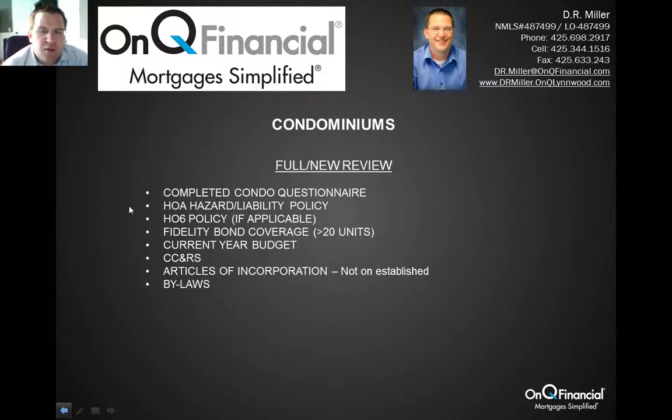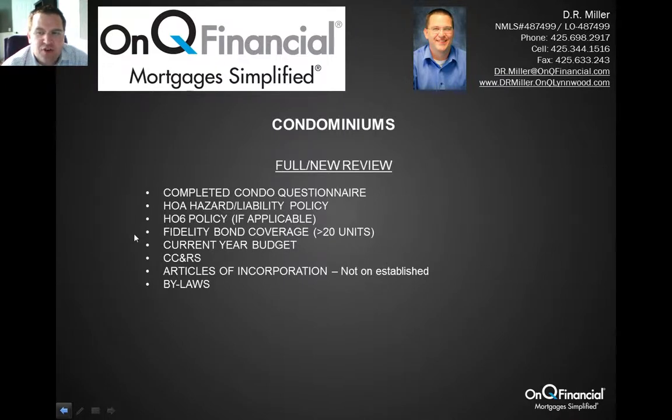The next thing that we request is the HOA's master insurance policy, and we want to make sure that they meet the minimum insurance requirements, and also to see if they have what's called HO6 or walls-in coverage within their policy. The HO6 or walls-in basically covers the unit itself, any of the built-ins, that type of thing. So some associations carry it, some don't. If the association doesn't carry it, then we just require that the homeowner get their own insurance policy, and that's something that we can impound and collect for in the monthly payment.